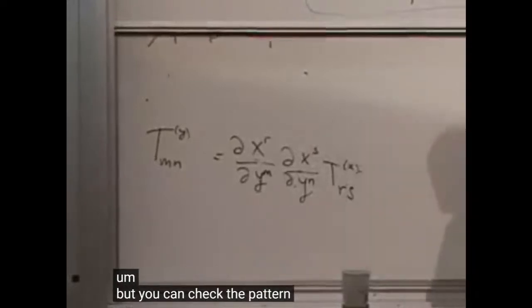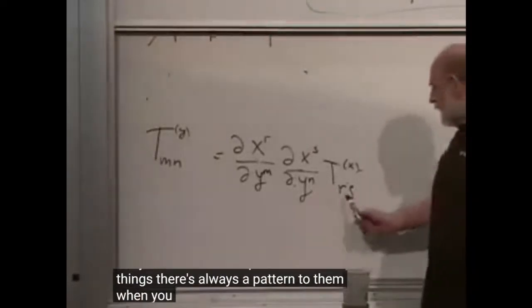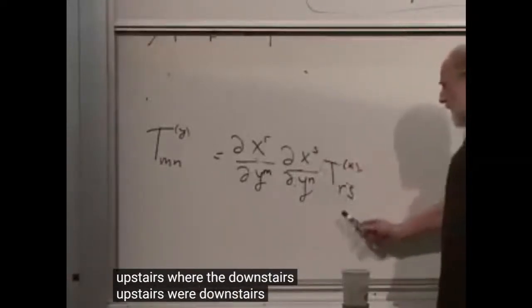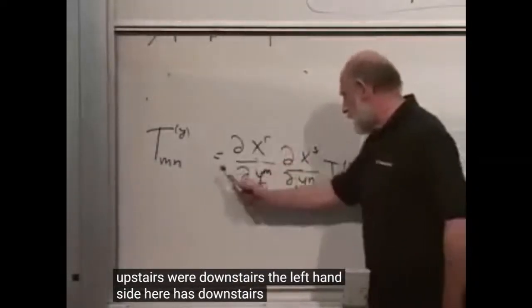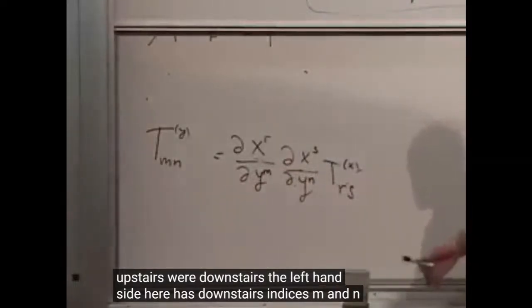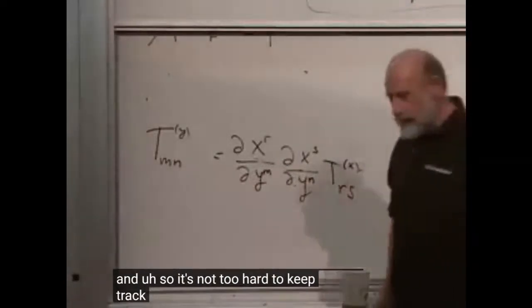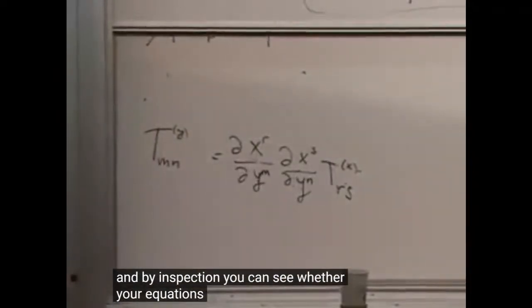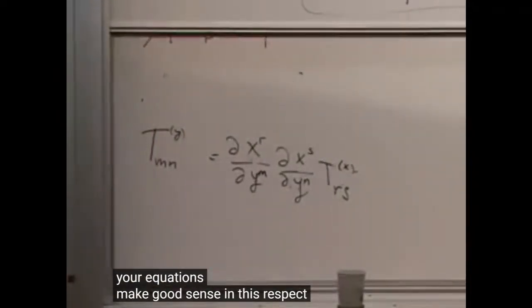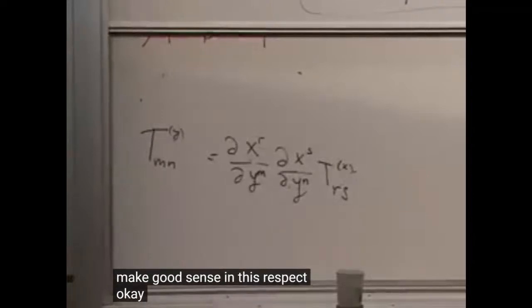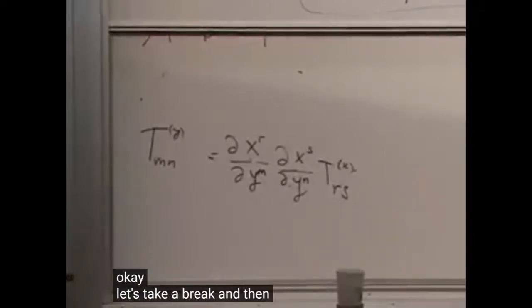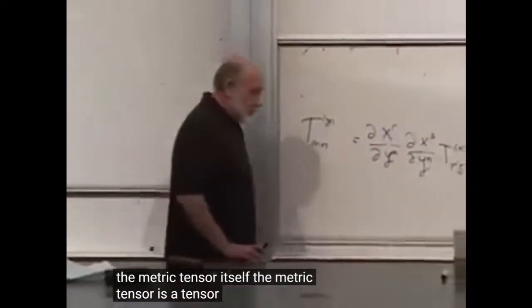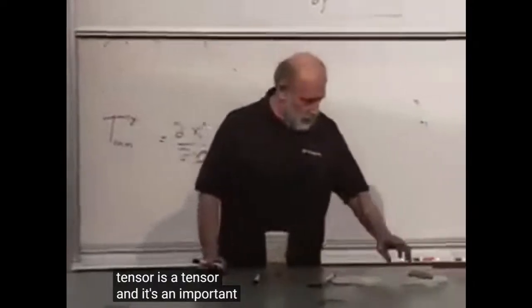But you can check the pattern of these things. There's always a pattern to them. When you sum over indices, it's an upstairs with a downstairs, upstairs with downstairs. The left-hand side here has downstairs indices, m and n, and so it's not too hard to keep track of. And by inspection, you can see whether your equations make good sense in this respect. Okay, let's take a break, and then we'll come to the metric tensor. The metric tensor is a tensor and it's an important one.